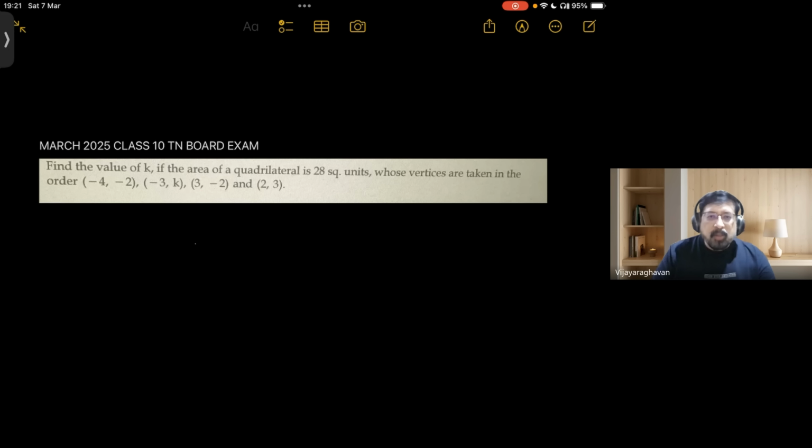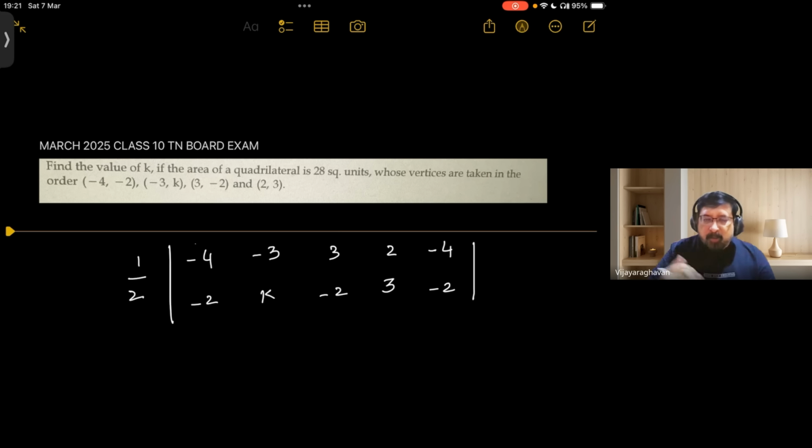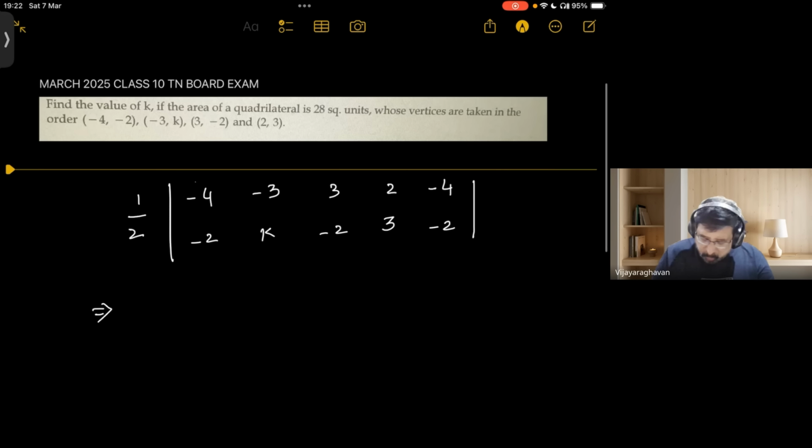Since the vertices are taken in order, we can just plug in the values in the shoelace formula and start computing the area. See, half of minus 3k, 3 minus 2, 2 3. And do you know why we are again plugging in my x1, y1? We are just completing the loop. We started from A to B, B to C, C to D, and then we have to come from D to A, then only our loop is complete. So what we are given is 28 square units.